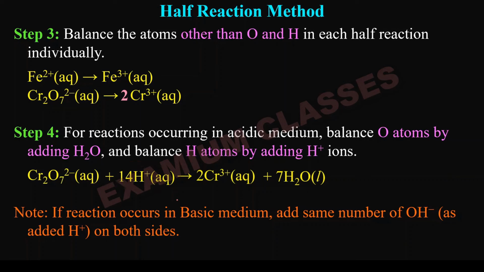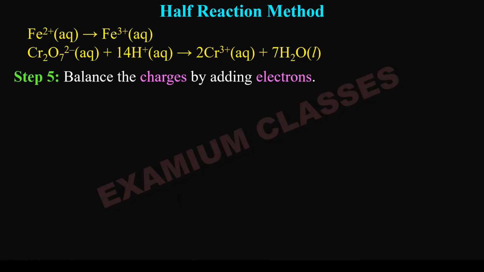After that, depending on whether it is basic medium or not, you will add OH minus on both sides if required. In the half reaction method, to balance the charges, we will be using electrons on the appropriate side. If you see in the oxidation half, we have +2 on the left hand side and +3 charge on the right hand side. It means I need to add one negative electron on the right hand side. So I will have -1 here.